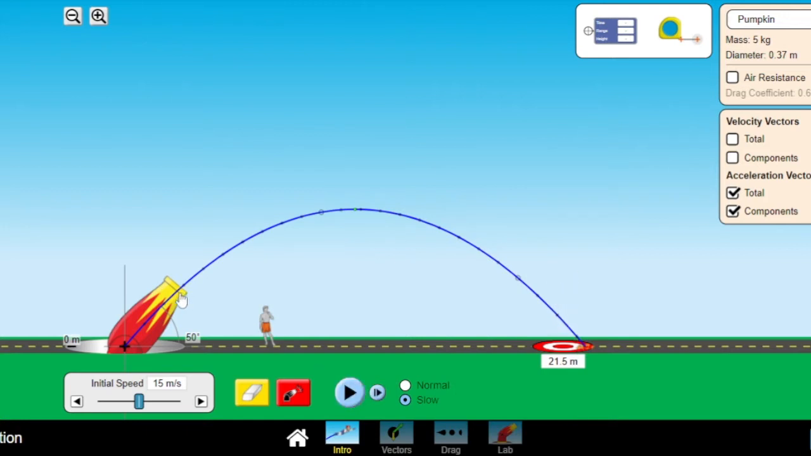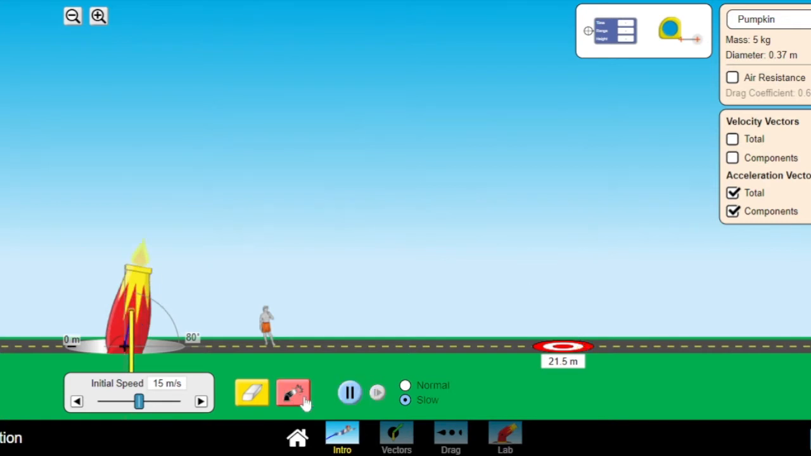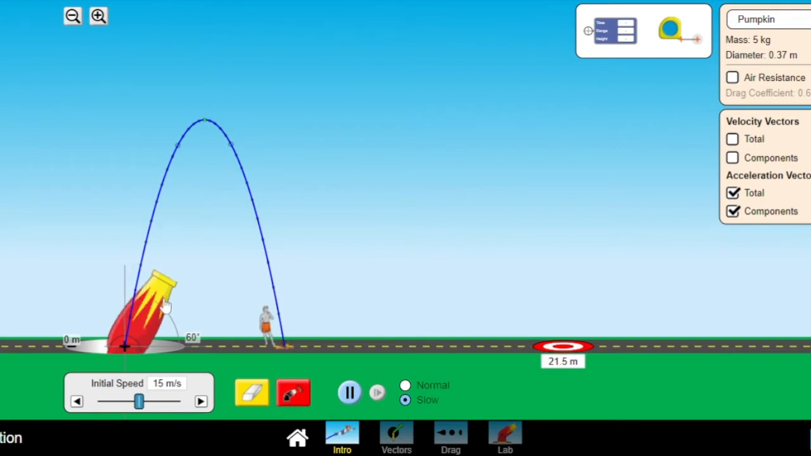Something important to note is that if I increase this angle to 80 degrees, this projectile would be in the air longer than if I decrease the angle to a smaller degree. And I'll show that right now. So there's 80 degrees, and now I'm going to decrease it to like 25 degrees. Go ahead and fire it, and I'll notice that this cannonball is in the air for way less time.